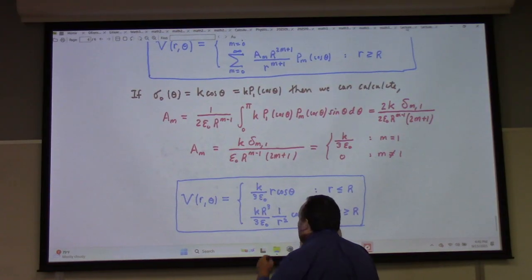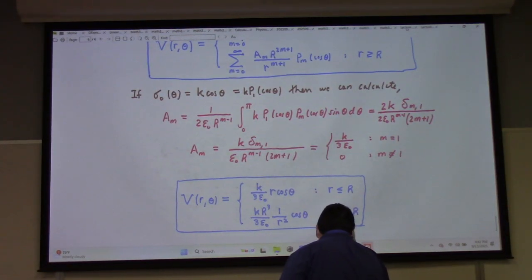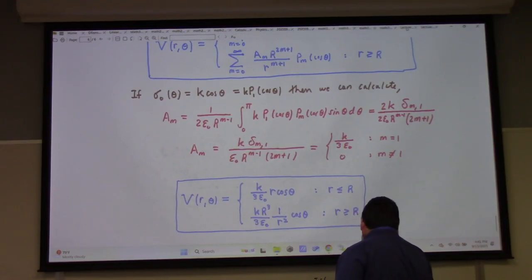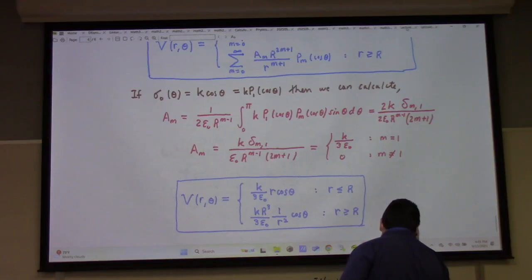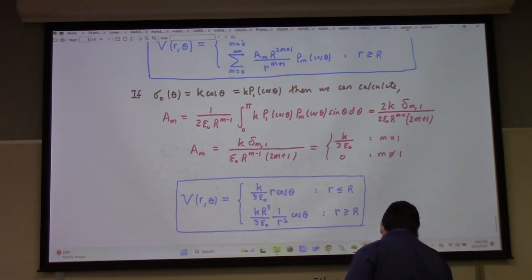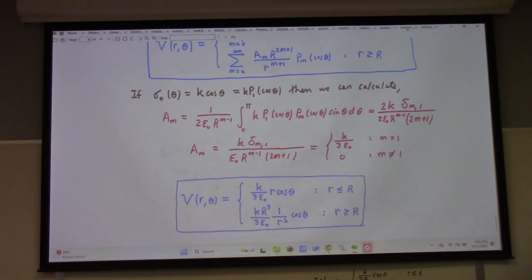V of r, theta equals k divided by 3 epsilon naught times r cos theta for r less than or equal to R, and then k R cubed divided by 3 epsilon naught r squared, cosine theta, for r greater than or equal to R. Can you guys recognize what kind of potential we're looking at here in the context of beyond the sphere?